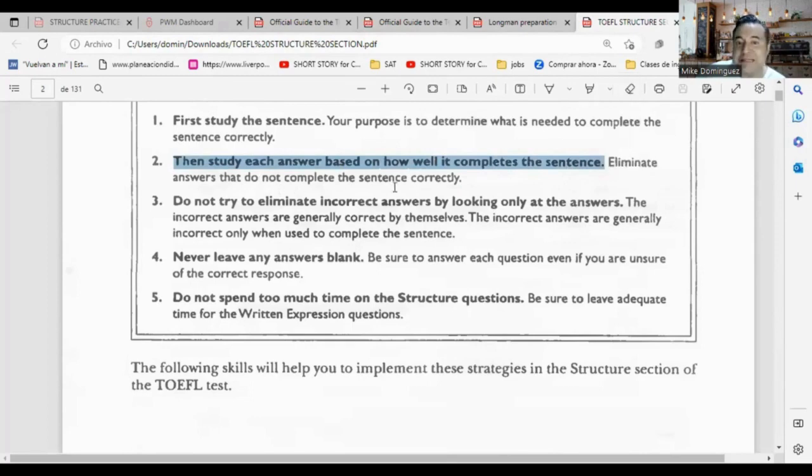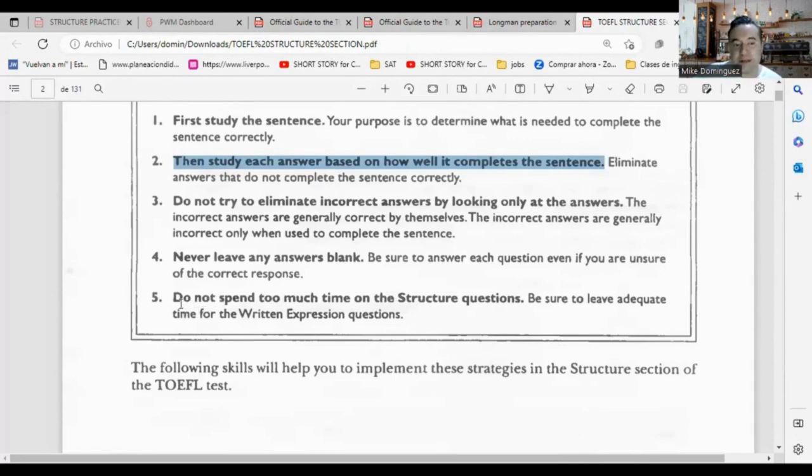Eliminate the answers that do not complete the sentence correctly. Do not try to eliminate incorrect answers by looking only at the answers. The incorrect answers are generally correct by themselves. The correct answers are generally incorrect only when you use them to complete the sentence. Never leave any answers blank. Be sure to answer every single question, even if you're unsure of the correct response, okay? Because we never know. Probably that one is correct. You didn't know, but your choice is correct.